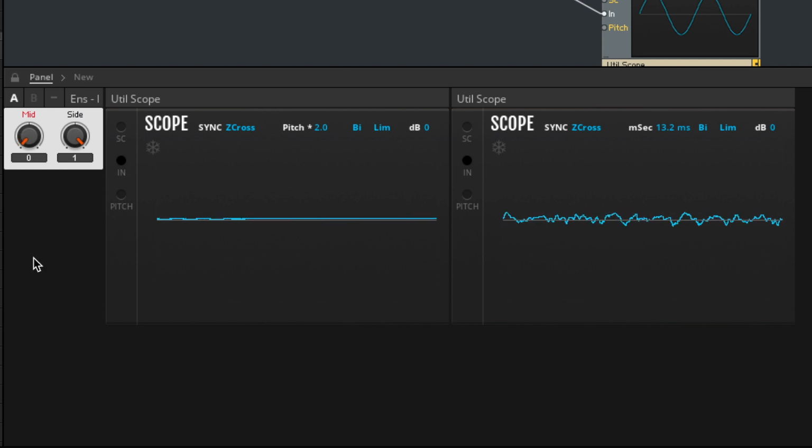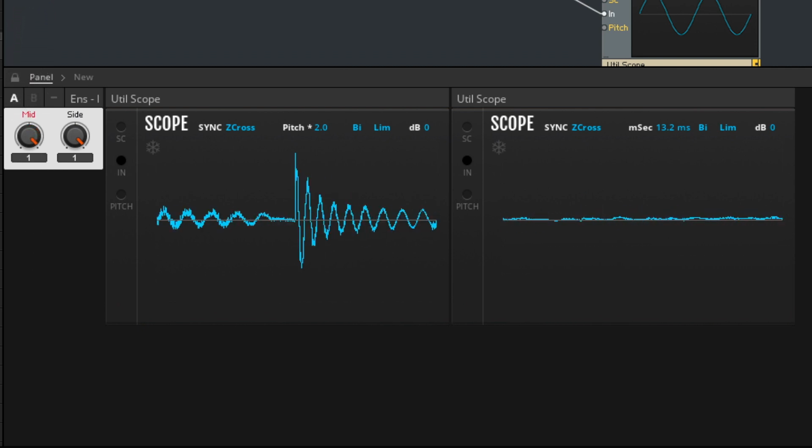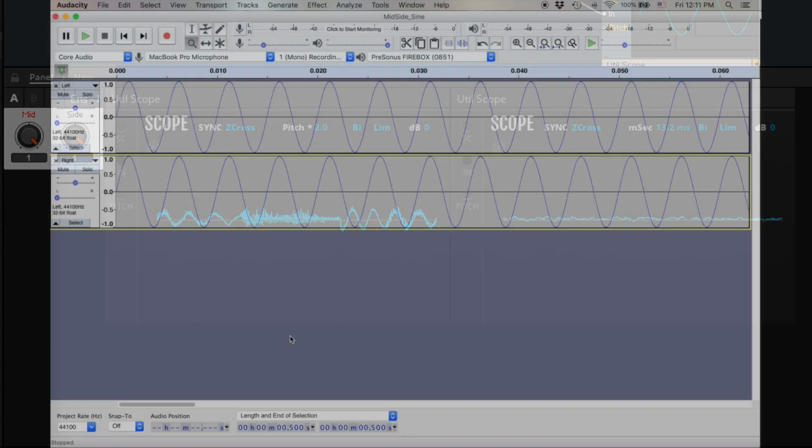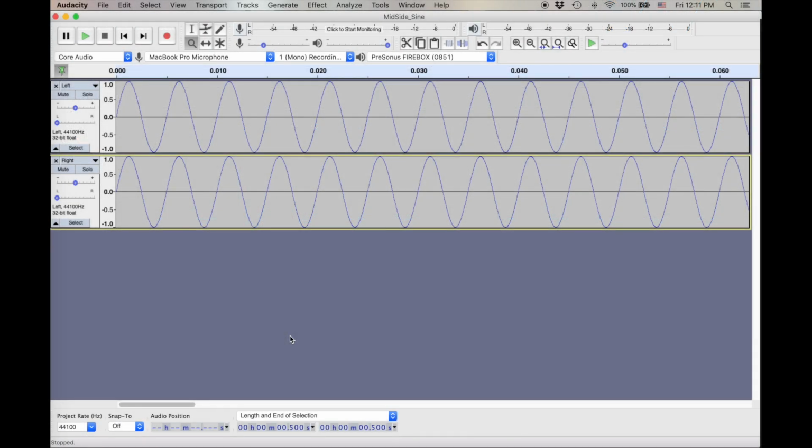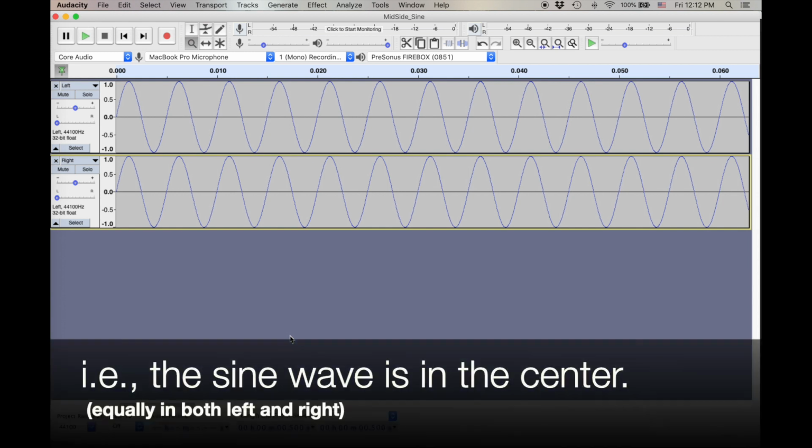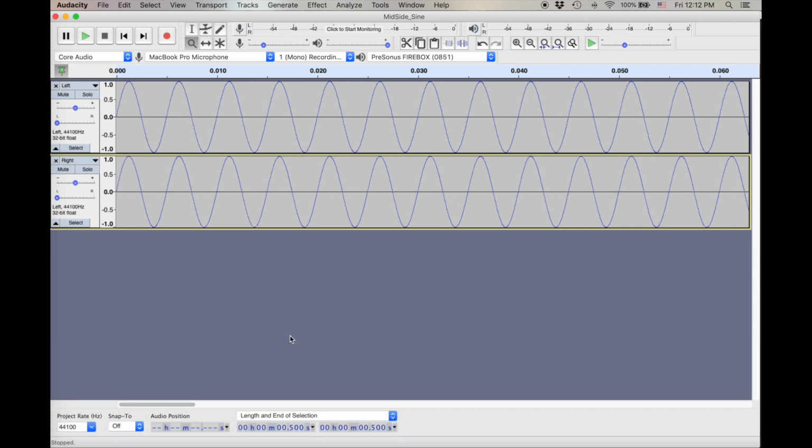So now let's look at these waveforms and think a little bit about what's happening. And then once we understand that, we can implement this in our own synthesizers. Okay, so here I'm looking at a left and a right channel that both have the same sine wave in it. So if I were to convert this to mid-side, what happens?